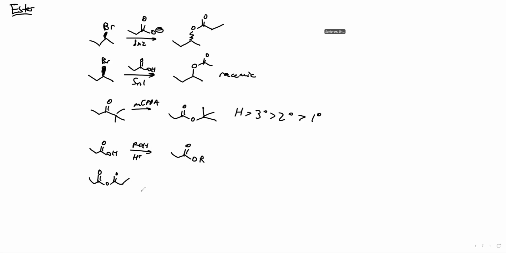Anhydrides and acyl halides, they both can also make esters. This is just introducing alcohol to them. Just keep in mind that we need pyridine with acyl halide. And so we'll make an ester from either of them with that neutral nucleophile.